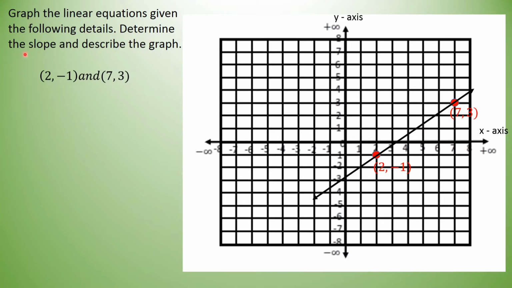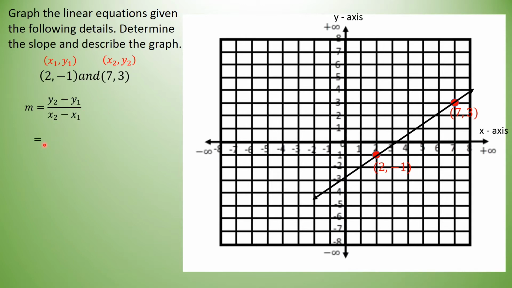Next, ang sabi sa ating problem, we're going to determine the slope and describe the graph. So, para makuha natin yung slope, gamitin ulit natin yung formula na m equals y sub 2 minus y sub 1 over x sub 2 minus x sub 1. So, para mas madali, lagyan natin ng label ang ating mga given. So, x sub 1, y sub 1 para sa ating unang point. And then, x sub 2, y sub 2 para sa ikalawang point. And then, isubstitute na natin sila sa ating formula.